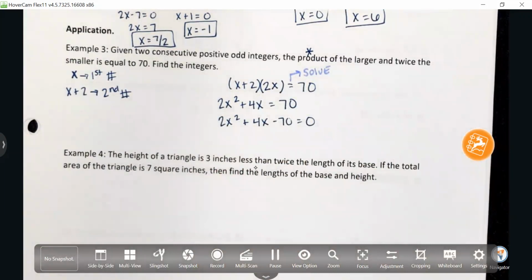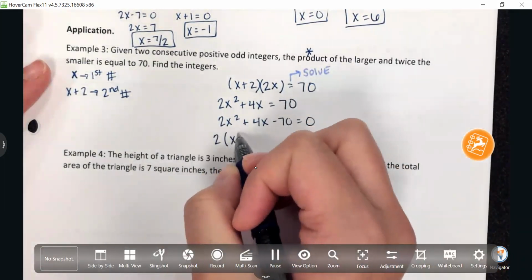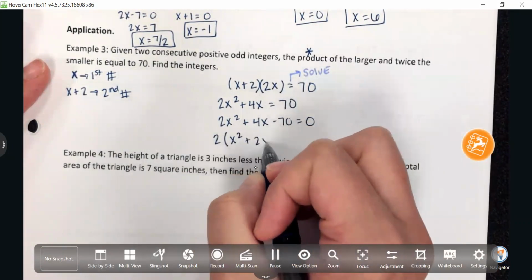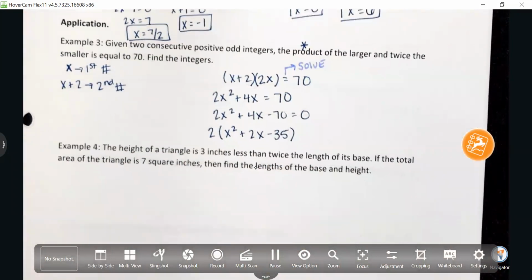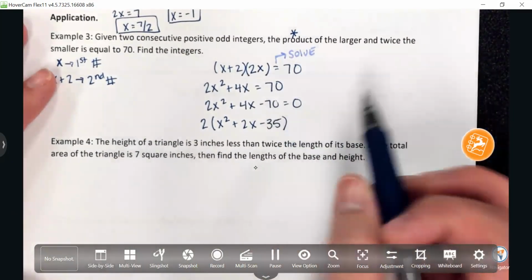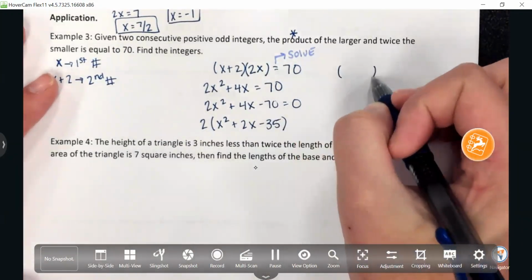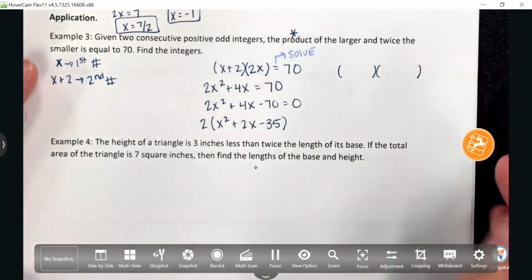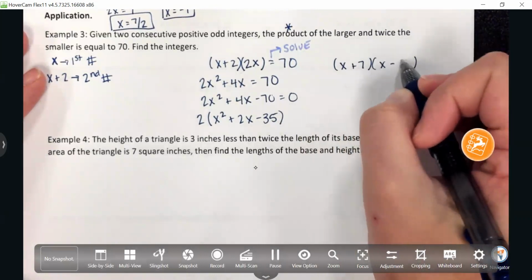2x squared, 4x, and 70. GCF is 2. So I take a 2 out. I'll be left with x squared plus 2x minus 35. And now I can make an eye chart or find my factors. What numbers multiply to 35 that add or subtract to 2? X plus 7 and x minus 5.